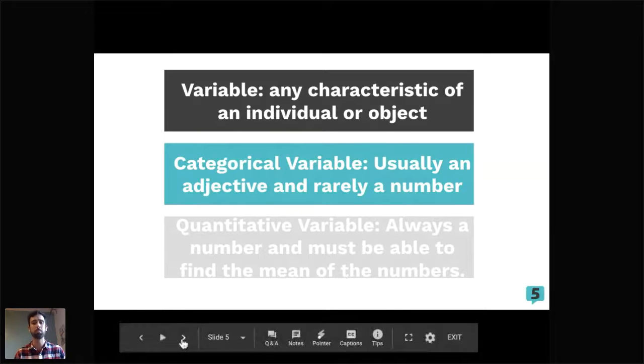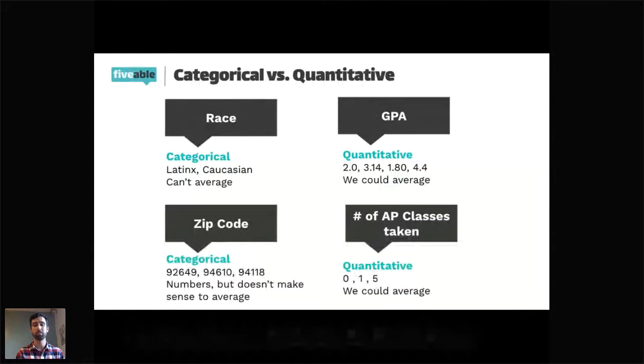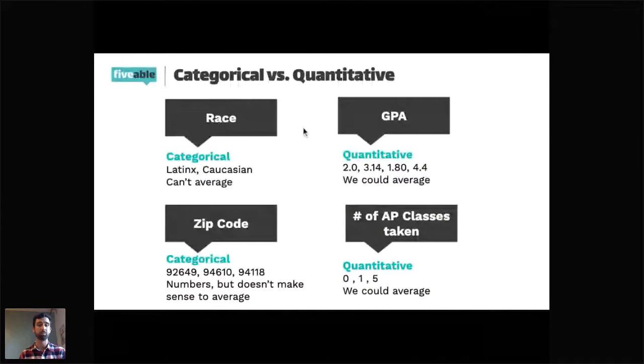Diving into a little bit more about what the difference between categorical and quantitative is. So we have race. That's going to be categorical. If I ask what is your race, you'll give me a category, and it's something we can't average. So I can't average all the races of my high school. Right? It just doesn't make sense.